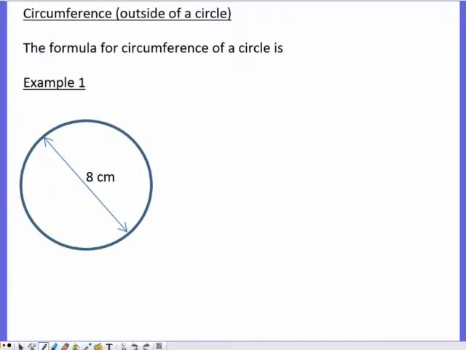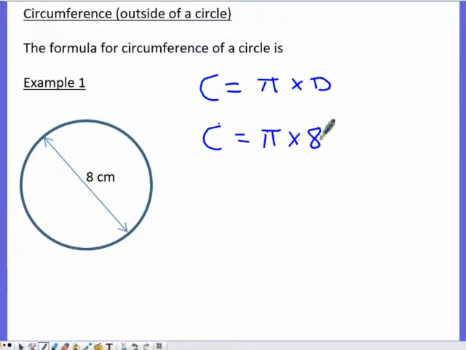We're now going to look at some formulae associated with circles. The first one is the circumference of a circle. This, as we said earlier, is the outside or the perimeter of a circle. To work this out, we need the formula pi times diameter. The diameter, as we said earlier, is the length from one side to the other passing through the center. In this case, it's 8. So if we want to work out the circumference, we're going to do pi times 8.